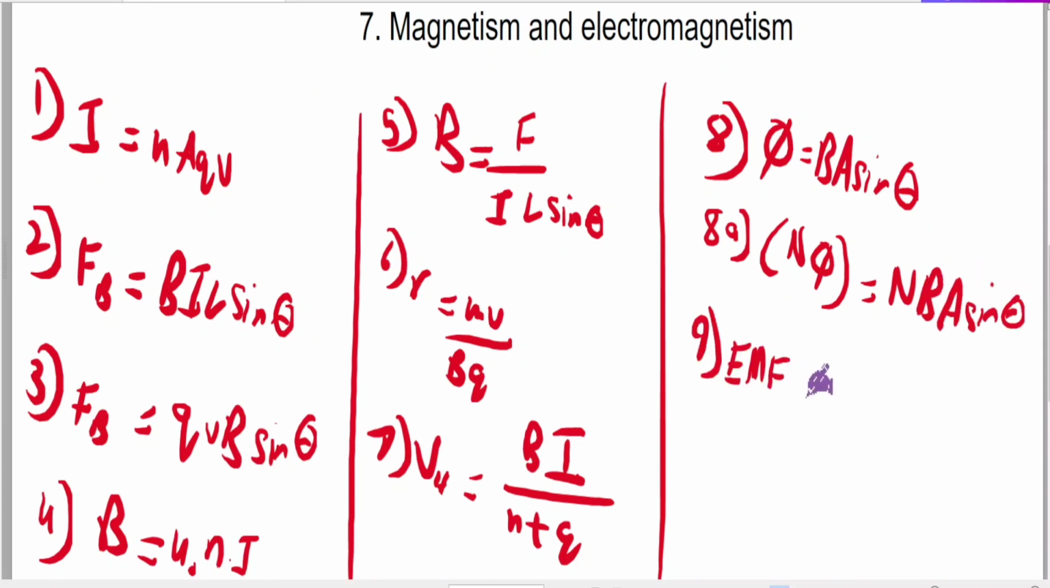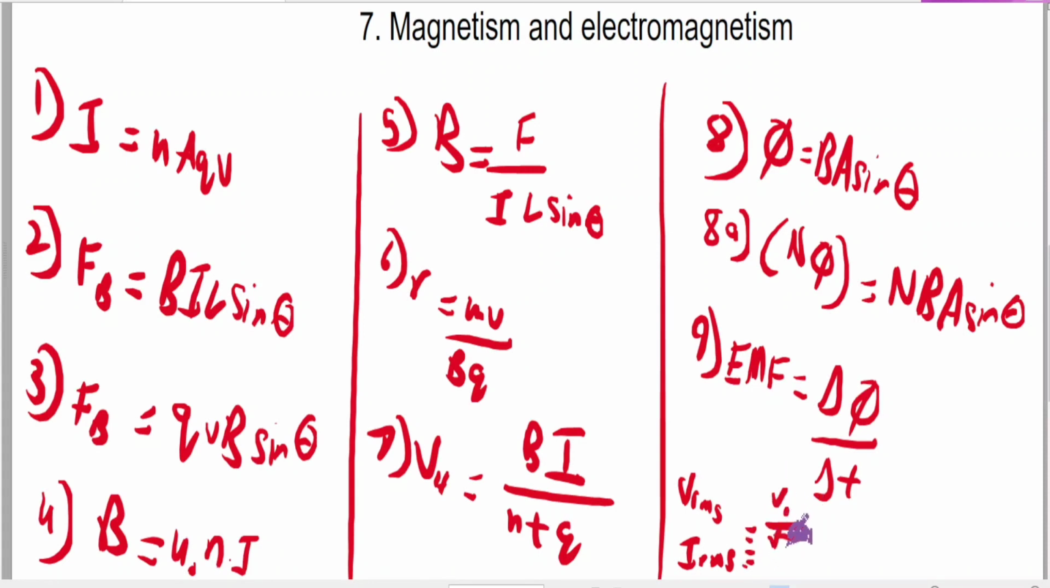EMF induced equals change in magnetic flux over change in time. VRMS and IRMS both equal the initial voltage over root 2, or in the case of current, the initial current over root 2.